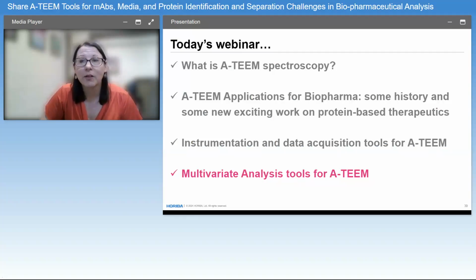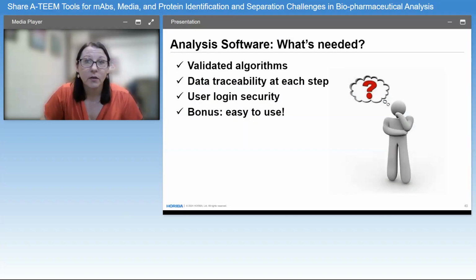And lastly, I want to talk about the multivariate analysis software that can be used for A-TEEM data. So we have the instrumentation, we have the validation, and we have the acquisition software. And so the next thing is analysis software. And so what is needed? For most, not all, but for most of the A-TEEM applications, we do use multivariate analysis or chemometrics. So what is needed in such a tool? We need validated algorithms. We need data traceability at each step, because we need GMP and user login security. And it should be easier to use, right? Good software is easy to use.